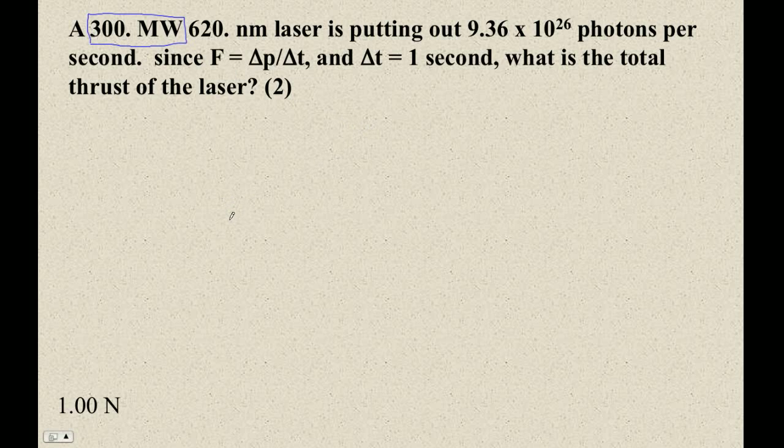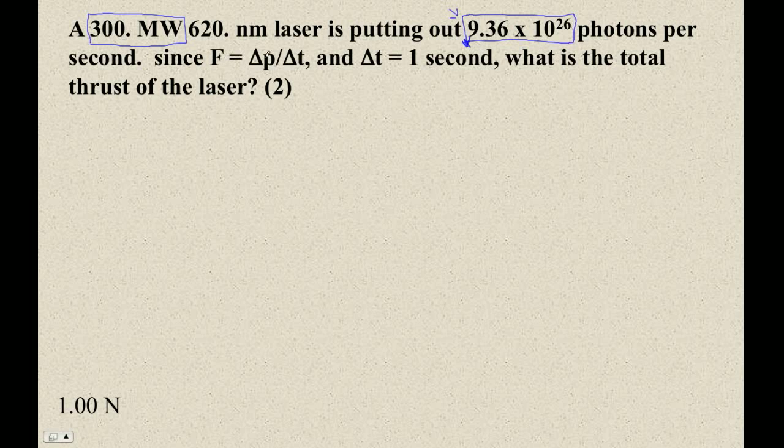Okay, so the question is, if this thing puts out that many photons per second. So we could figure that out. There's another formula we can use to figure out how many photons per second, right? And so the question is, what's the total thrust of the laser? That's just simply going to be the total momentum in 1 second of this, right?